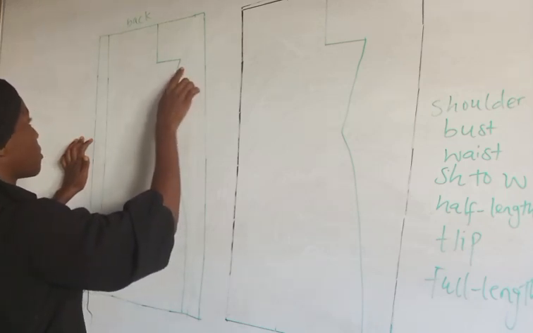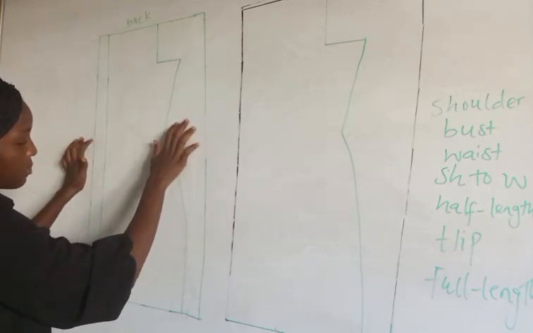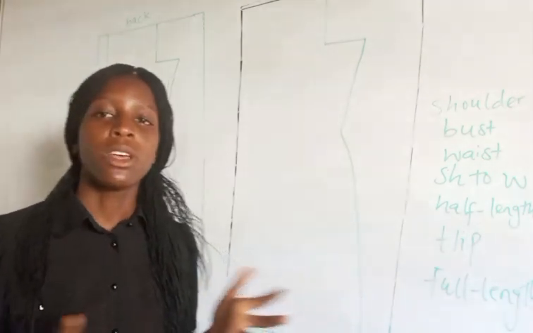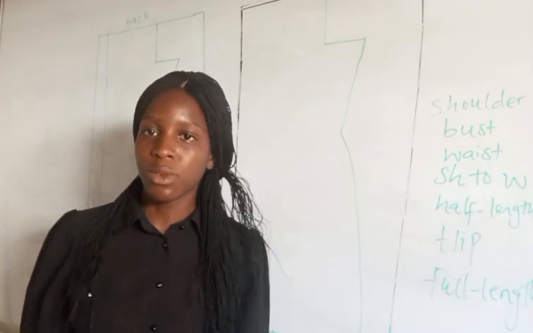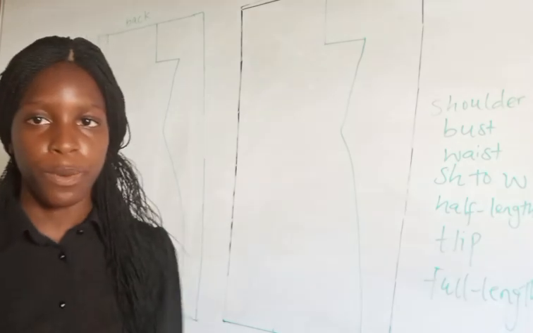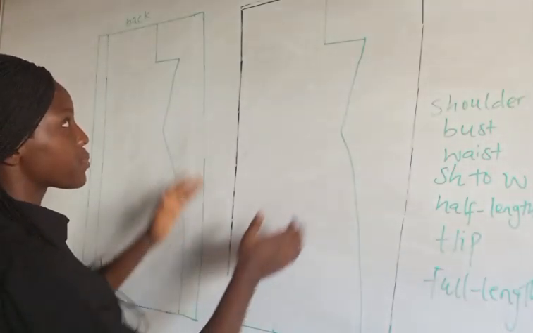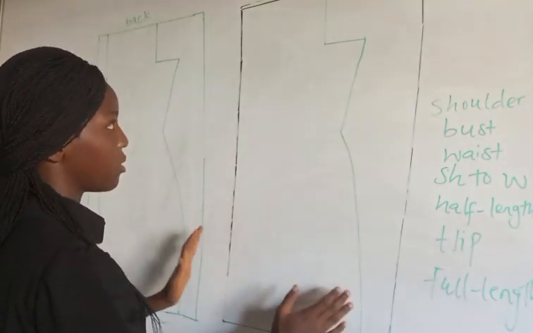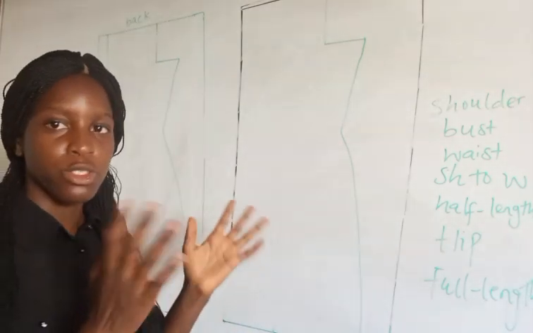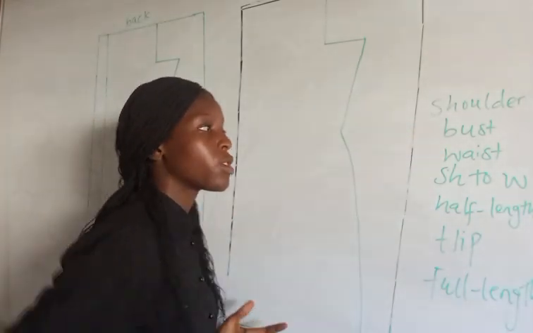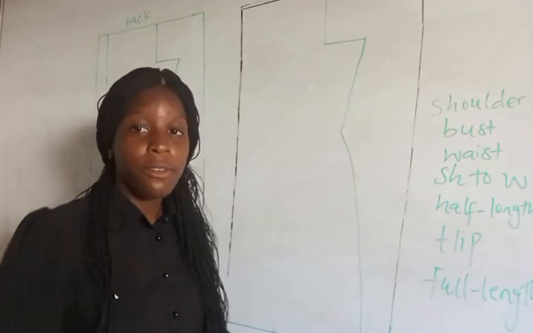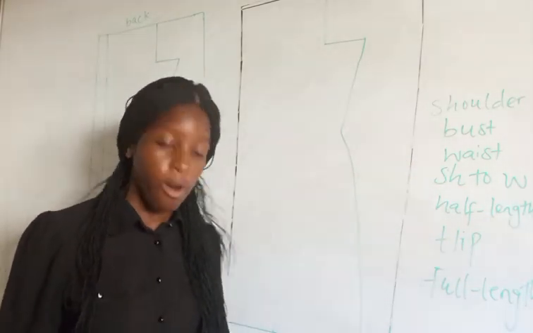So you're going to take your bust measurement and your waist measurement and the full length. The full length is your own determinant. You are the one to determine your full length. If you want the dress to be long or short, that is actually based on your own opinion. So what you see right here is the basic block for a short gown. So what are the measurements required before you can actually think about drafting your own dress? You need your shoulder measurement, your bust measurement, your waist measurement, your shoulder to waist, your half length, hip measurement, and your full length.